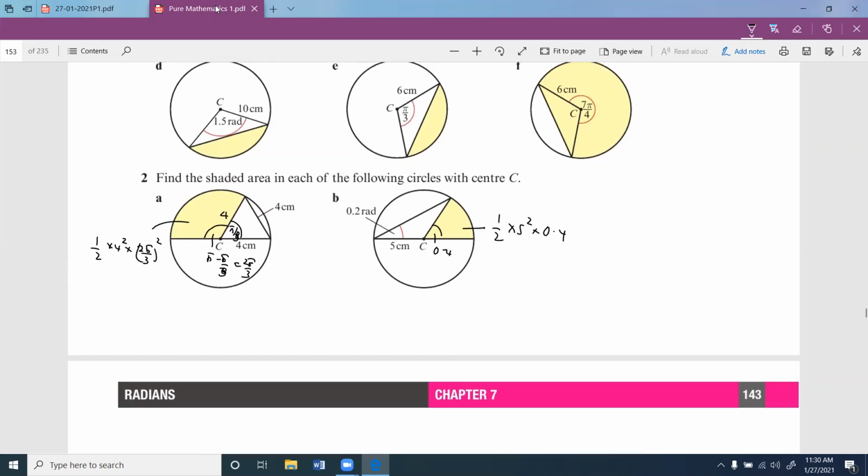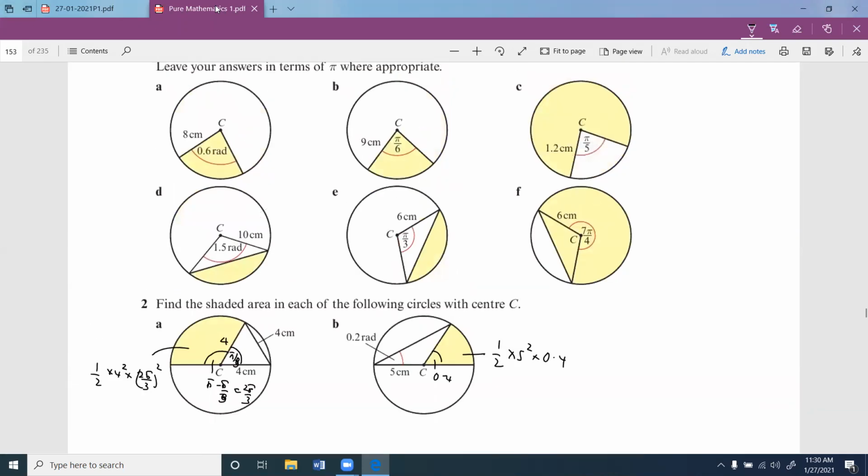Then how do you get this area? This is 7 pi by 4, so we know that angle. How do you get that angle? This angle is 2 pi, because you know the total angle is 2 pi, minus 7 pi by 4. It turns out to be pi by 4, so this angle is pi by 4.